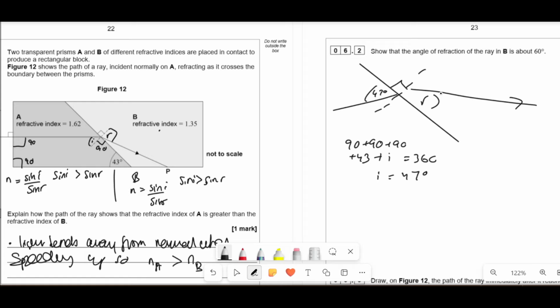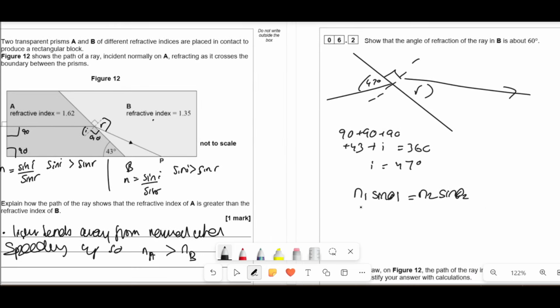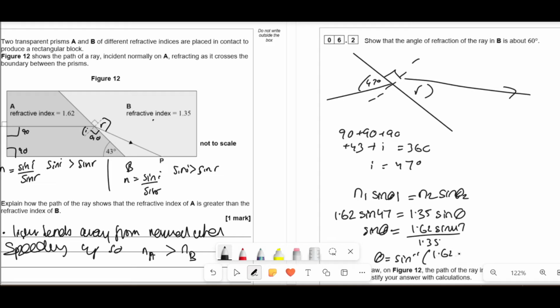We know the refractive indices of both of them. So remember that n1 sine theta 1 equals n2 sine theta 2, where n1 is the refractive index of your first material, which is 1.62, times sine 47, equals the refractive index of the second thing, 1.35, times sine theta 2, which is the angle of refraction. So sine theta 2 equals 1.62 sine 47 over 1.35. So theta 2 equals sine to the minus 1 of 1.62 sine 47 over 1.35. If we do that, we get 61.36, which is roughly 60 degrees.